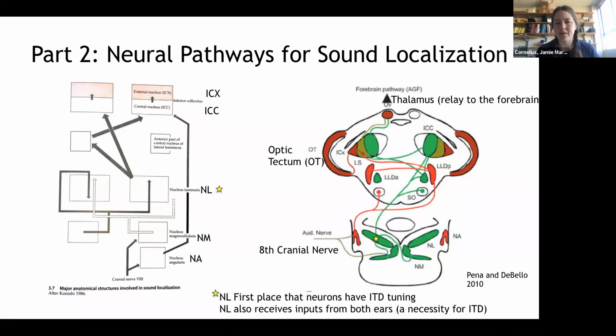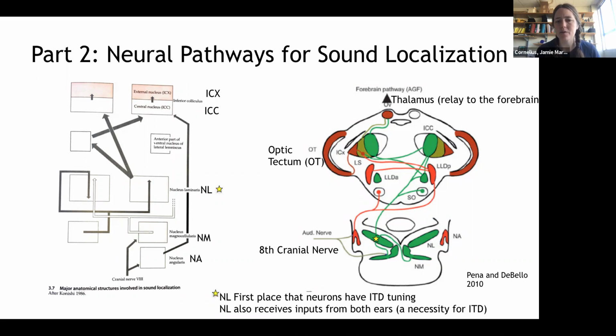The information for the ITD and ILD, the interaural level differences, converge in the inferior colliculus, which was also a structure that we talked a lot about with the bat. And the inferior colliculus, you have some pretty strong specificity for place, especially in the ICX. And then the information moves on to either the optic tectum, which is that red semicircular shape, the OT, or goes up to the forebrain, to the cortex for higher level processing, and that happens via the thalamus.